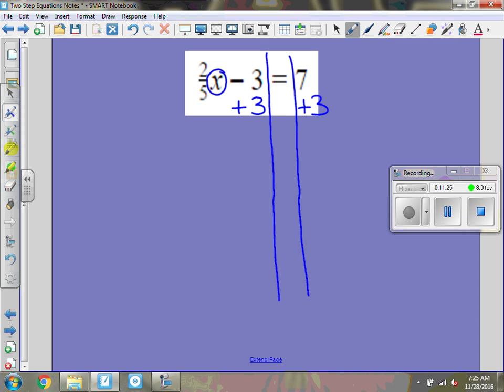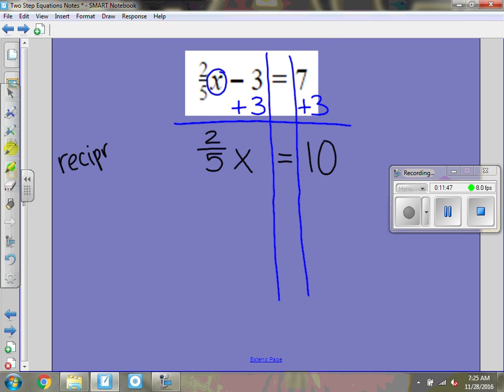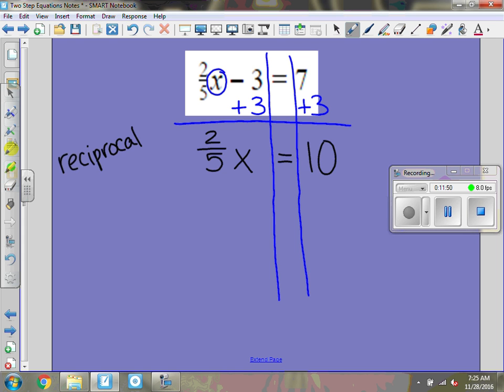So I'm going to have 2/5 x left over on the left. And then 7 plus 3 will give me 10 on the right-hand side. Now to get rid of that fraction, we are going to multiply by what we call the reciprocal. And the reciprocal of 2/5 is 5 halves. So I just flip that fraction upside down.